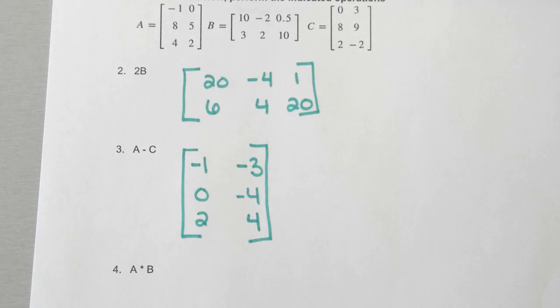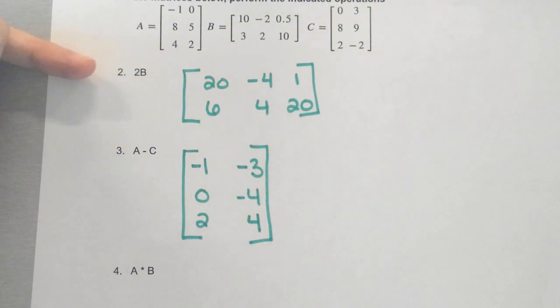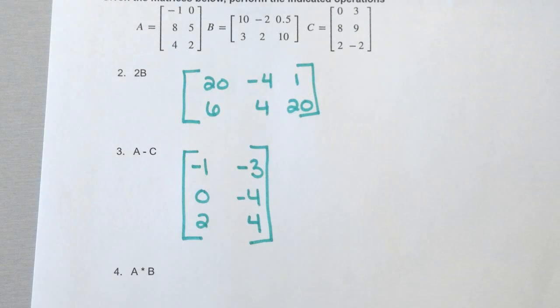Wait, so it has to be the exact same to add and subtract matrices. It doesn't matter what dimensions you have here because you're just literally doing the scalar multiplication where you're kind of, for lack of a better word, distributing the 2 in.